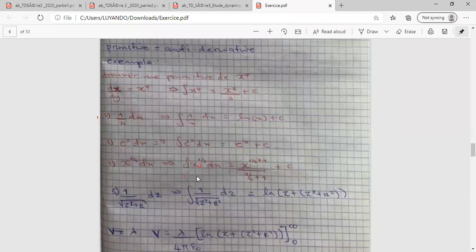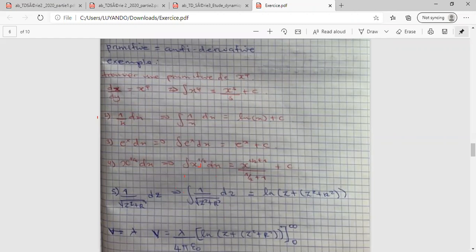So we have some functions in analysis that are given. If I have 1 over the square root of z squared plus r squared dz, the primitive, or the derivative of this, is going to be ln of z plus the square root of z squared plus r squared. Yeah, so that's what we're going to have here.